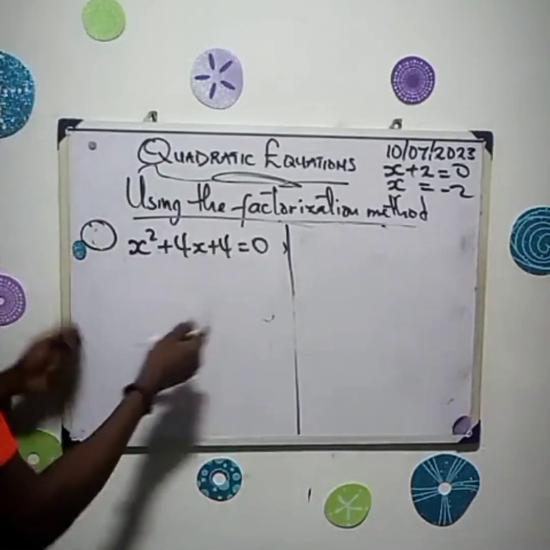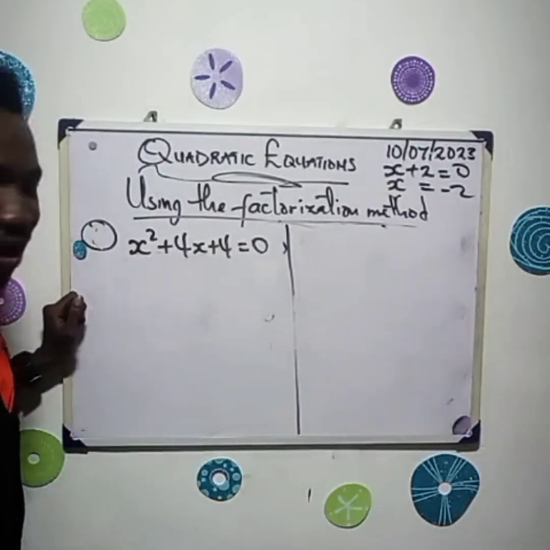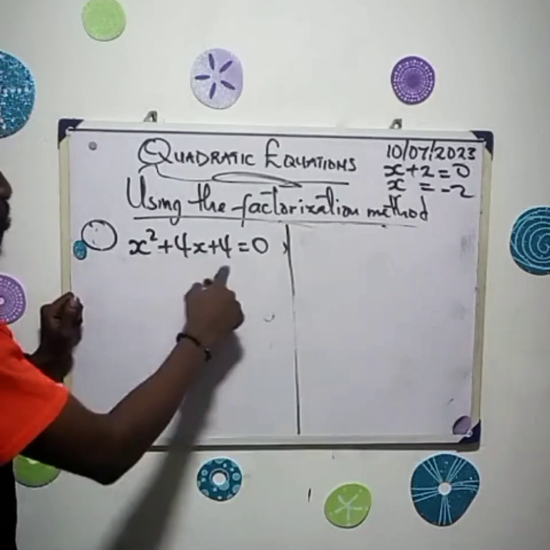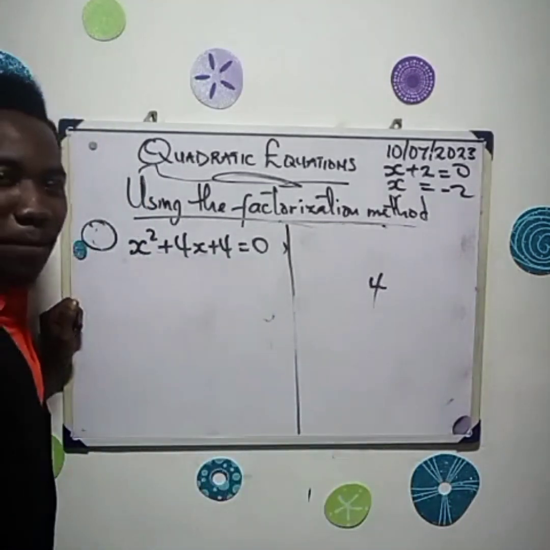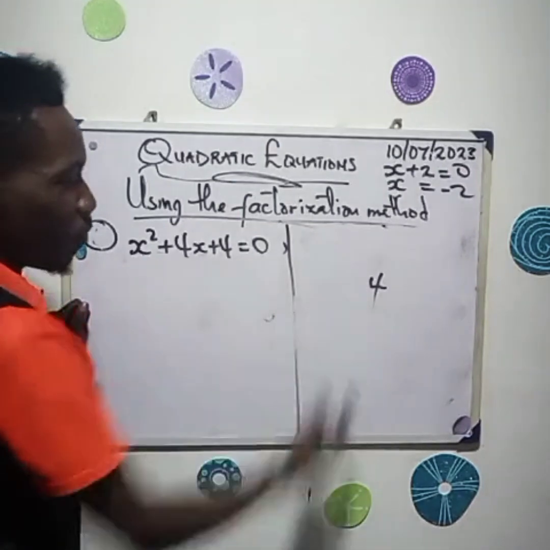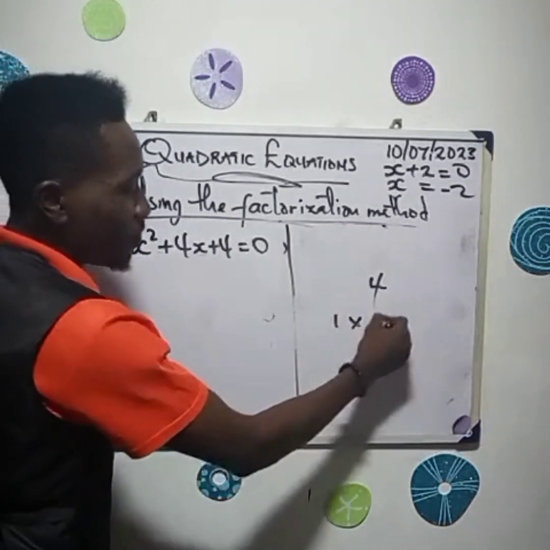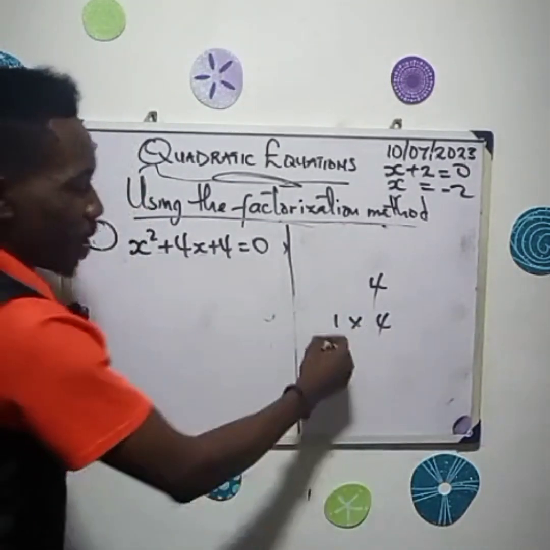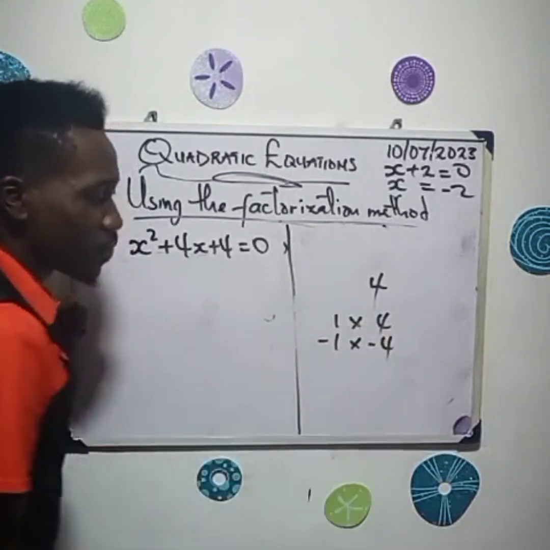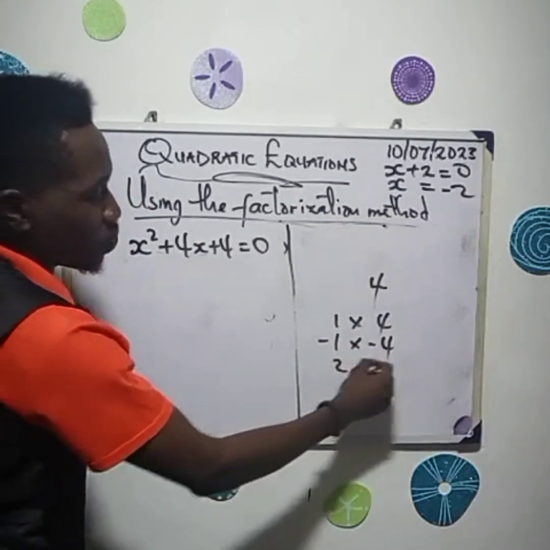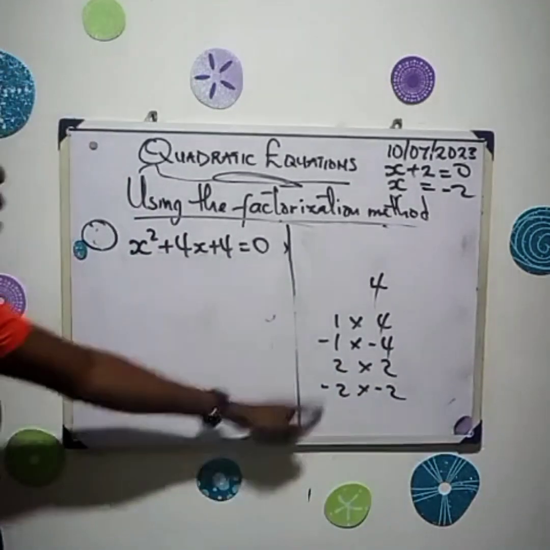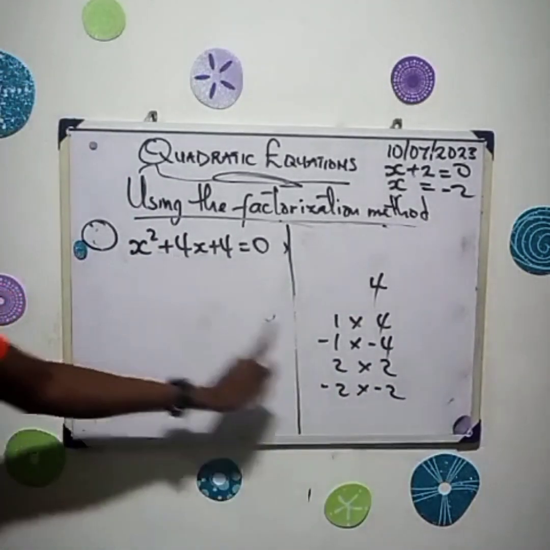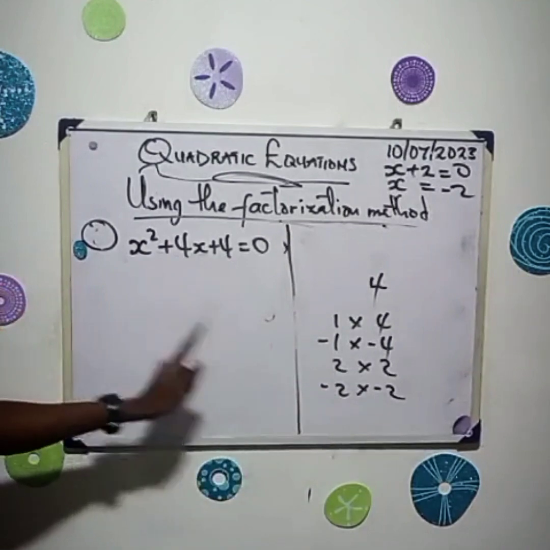Let's check. Alright, so let's see if we can factorize. 1 times 4 is 4, right? So what two numbers can we multiply to give us 4? We can multiply 1 times 4, minus 1 times minus 4, 2 times 2, and minus 2 times minus 2. So which of them will give us plus 4?